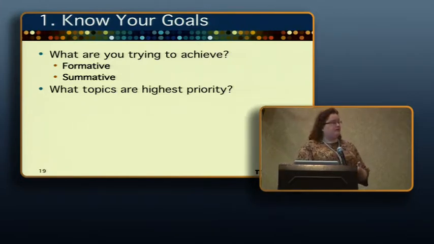Are you trying to do a formative test? Are you doing a usability test up front in the design process, understanding some of the basic issues that are going on with the design? Are you after mostly qualitative information so that you can then take that information back and refine your design? Or are you at the end of the process? Are you doing a summative test?